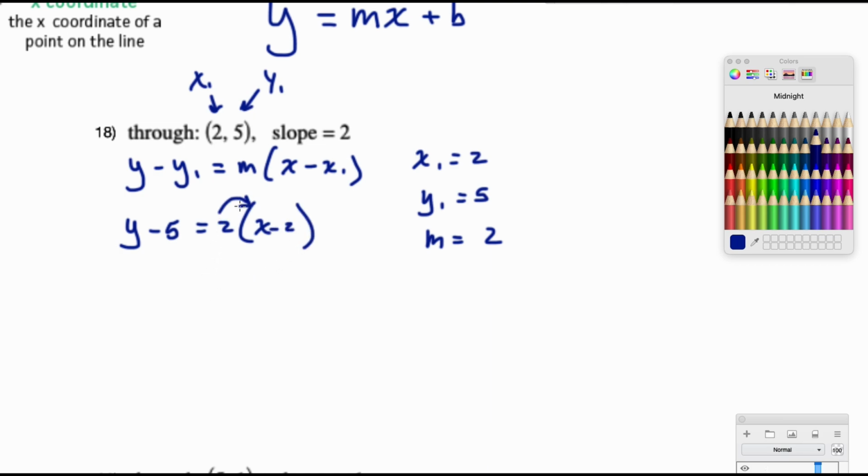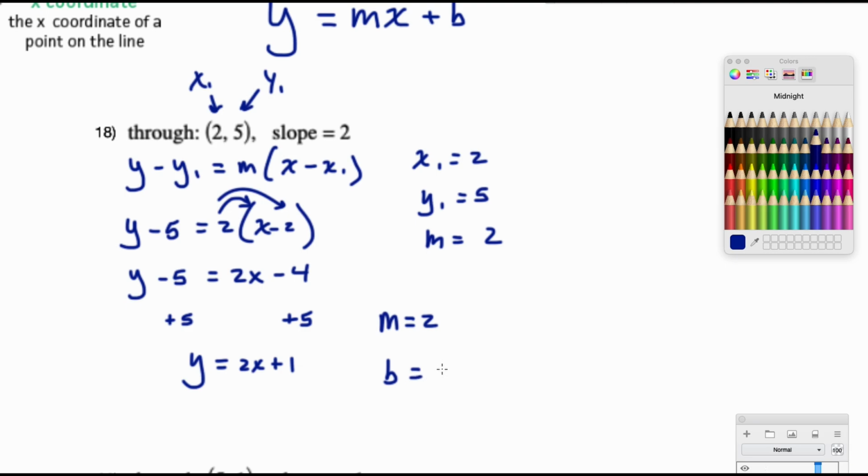I'm going to distribute the 2, and I get 2x minus 4. I need to add 5 to both sides. I get y equals 2x plus 9. No, I get plus 1. Negative 4 plus 5 is 1. My slope is 2 and my y-intercept is 1.